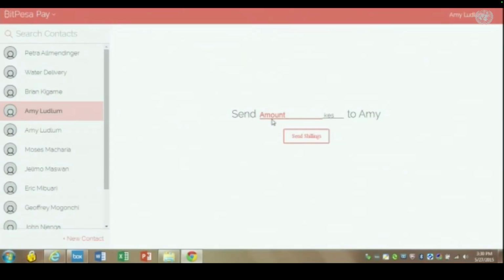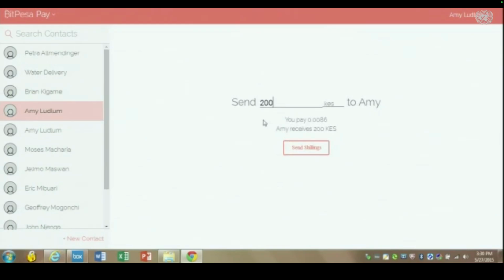So I'll send myself some money, just 200 shillings, that's about $2. You can see it's pretty simple and instant. It says if you want to send 200 shillings, you pay 0.0086 Bitcoin, and the recipient will receive 200 shillings.